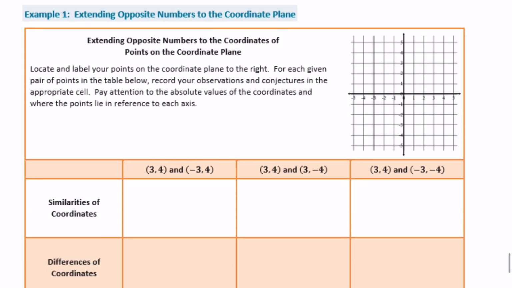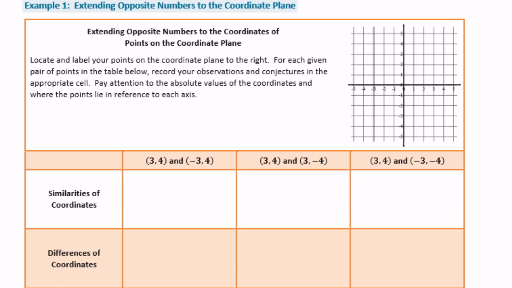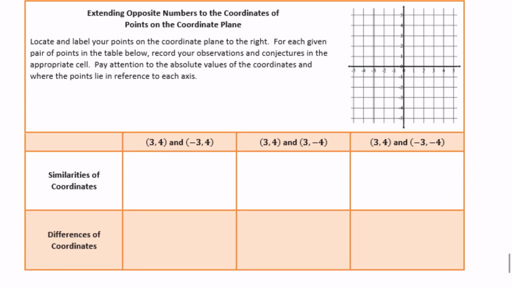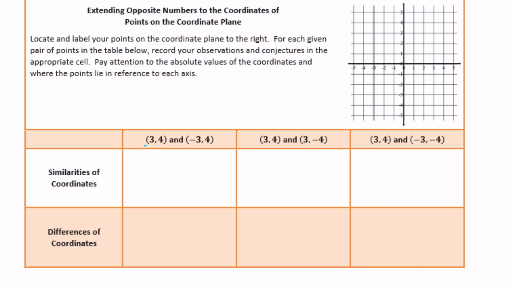Okay, example 1. Locate and label your points on the coordinate plane to the right. For each given pair of points in the table below, record your observations and conjectures in the appropriate cell. Pay attention to the absolute values of the coordinates and where the points lie in reference to each axis. Okay, so let's just do one grouping at a time. So let's plot 3, 4 and -3, 4.